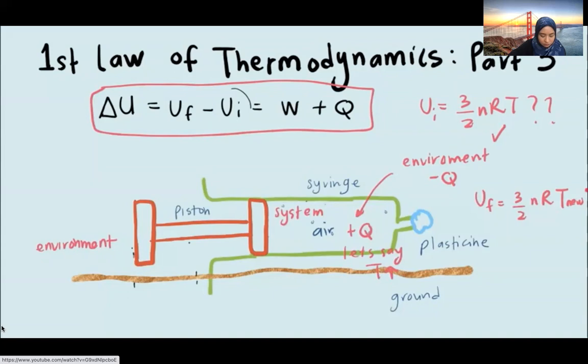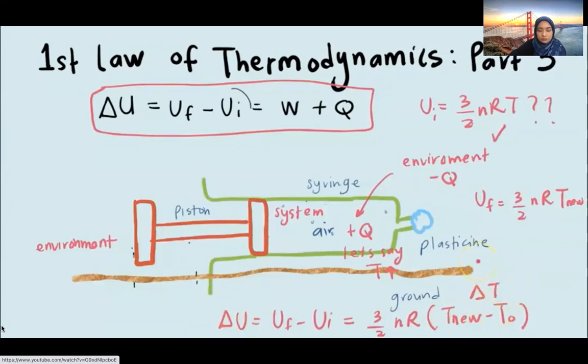How do I quantify what has happened? How do I quantify this change in terms of W and Q? So here, delta U is equal to U final minus U initial, which is equal to 3 over 2 nR times T new minus T original, which is just delta T. Okay, so the change in internal energy is given by the change in temperature.